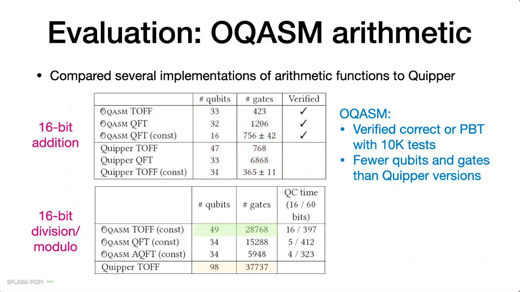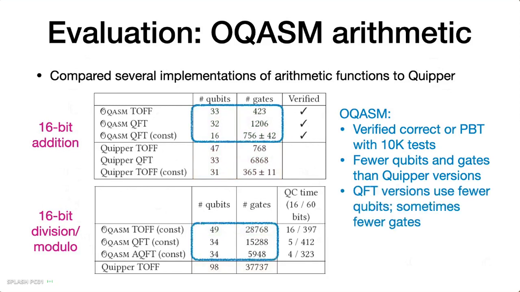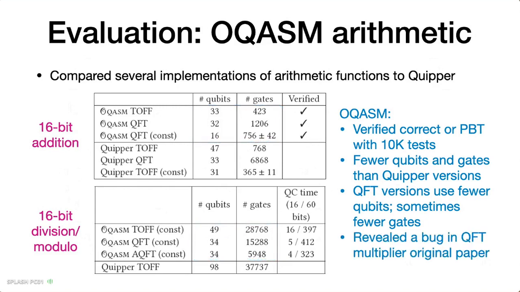Same thing down here. Notice that the QFT versions, compared to the other versions, so the TOF, it stands for Toffoli gate, that's the other sort of standard way of doing arithmetic. You can see that the QFT versions tend to always use fewer qubits, sometimes dramatically so. So that's the reason you want to use them.